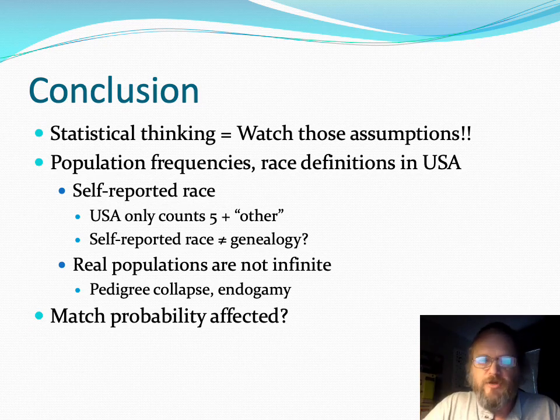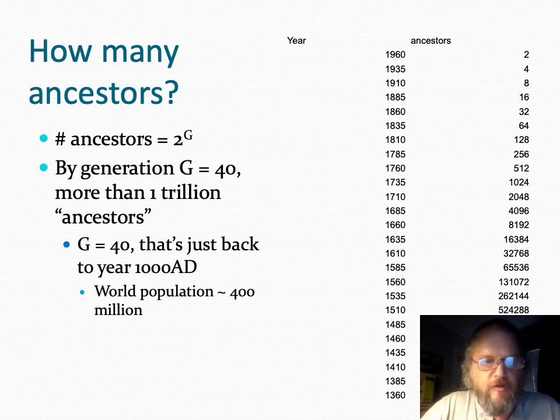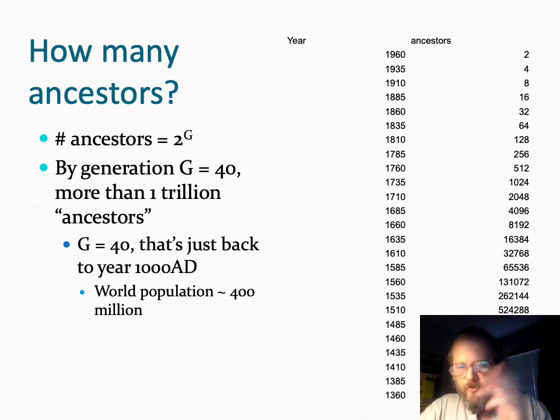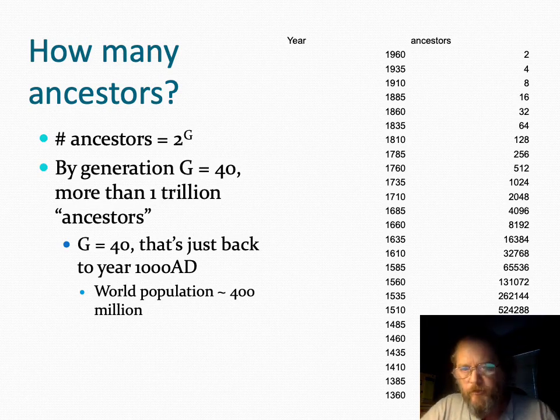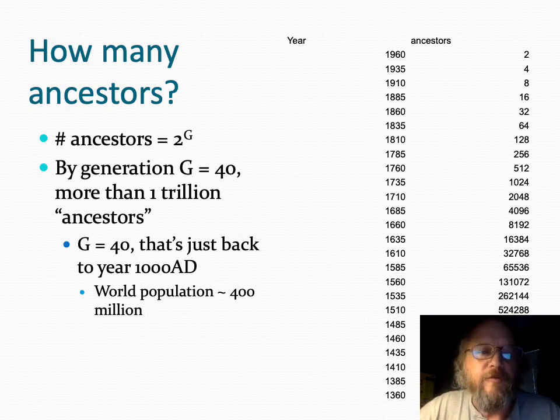So the question then is, given some of these other conceptions, what about the match probability? How is it affected? So I'm going to take you through a couple of little exercises. We'll start you off with something simple. How many ancestors do you have?